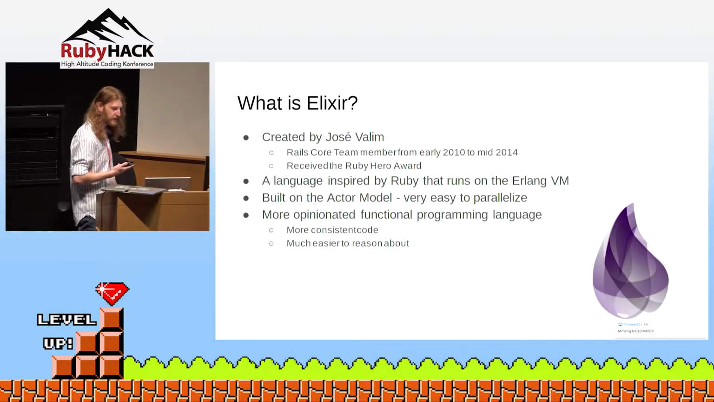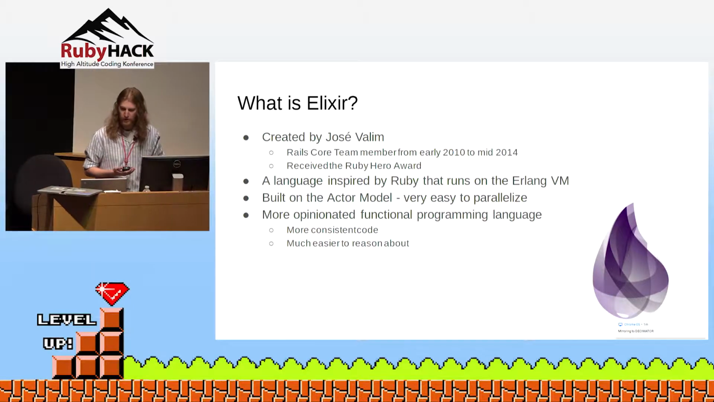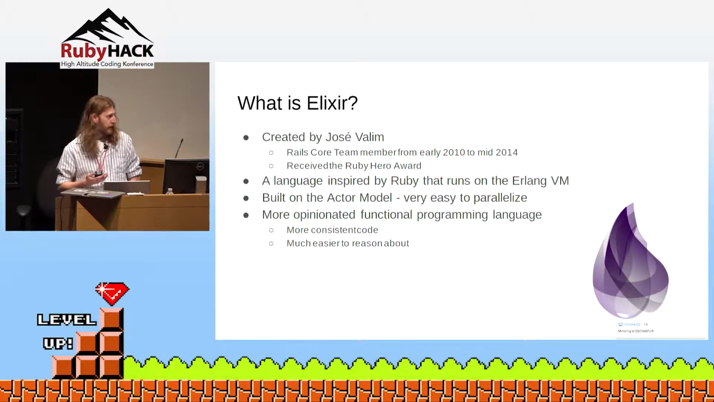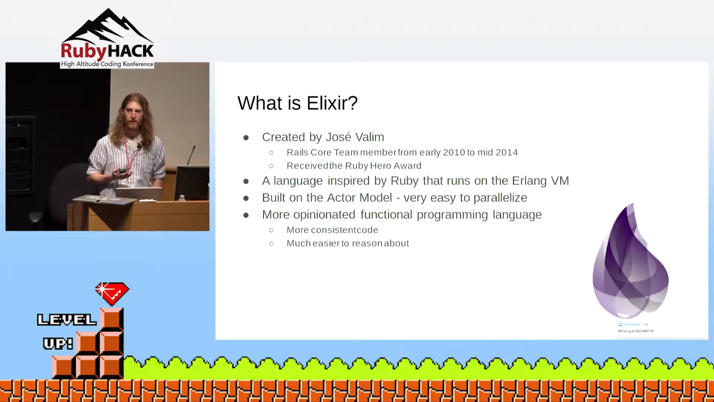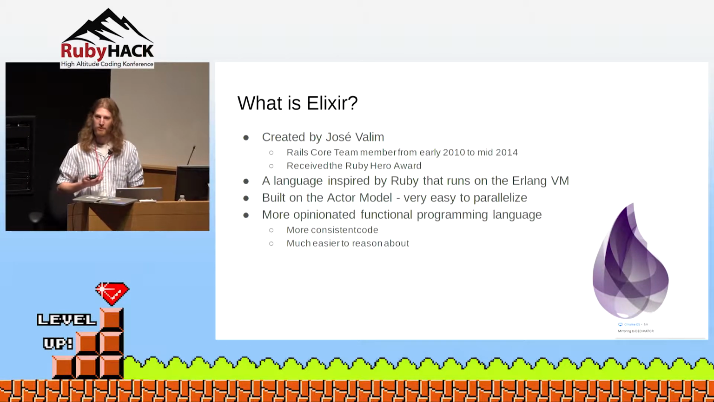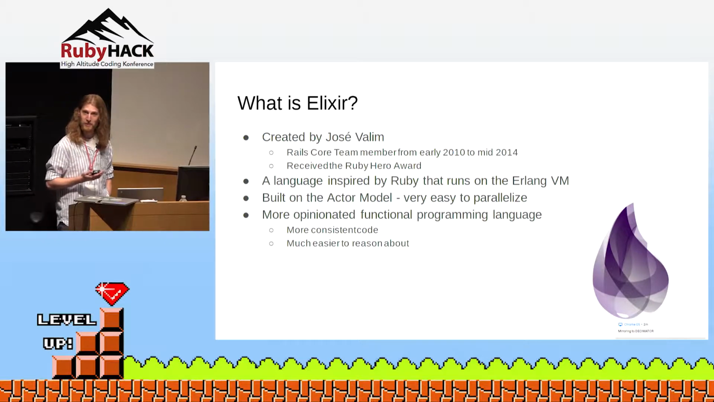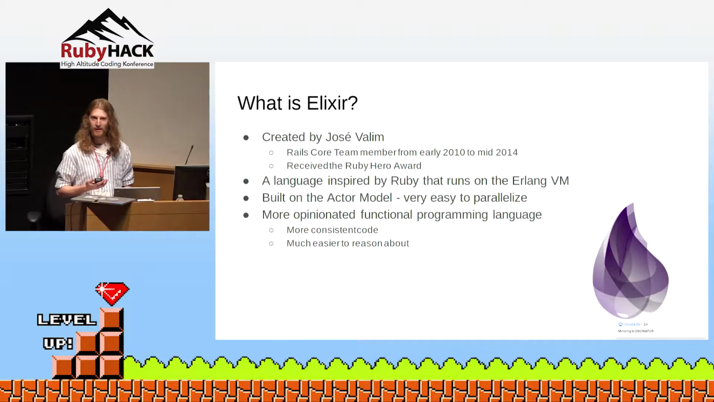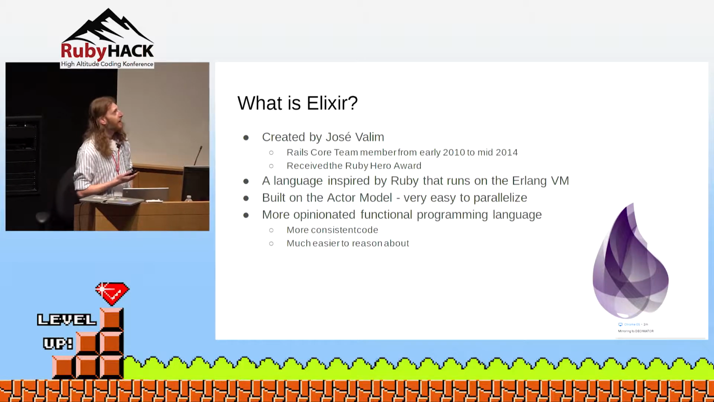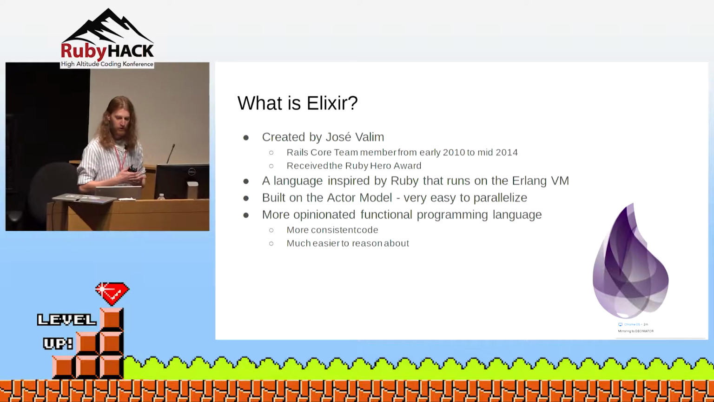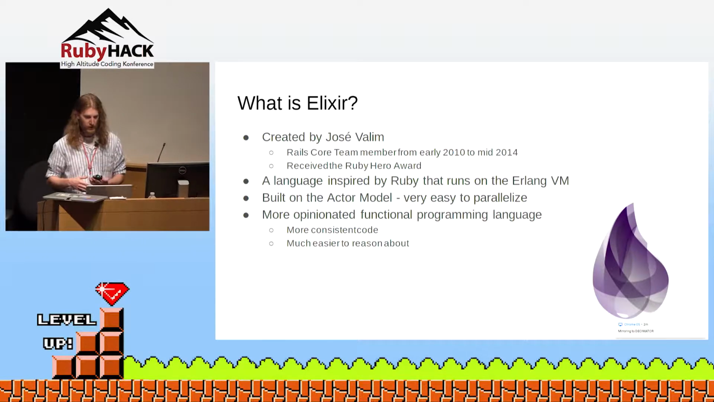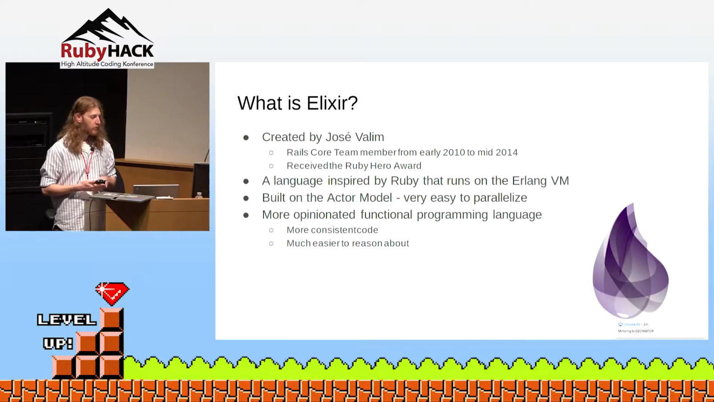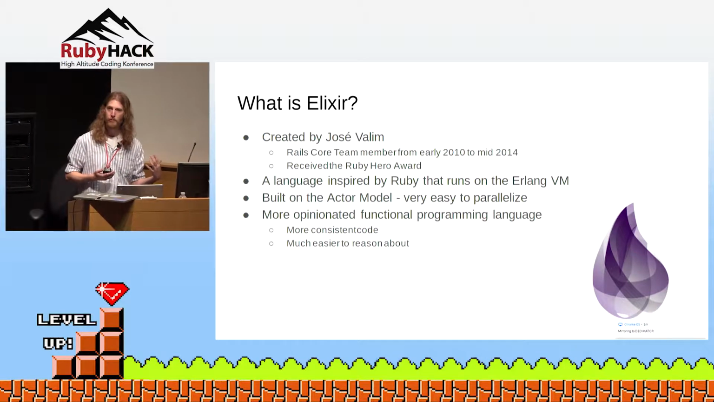So what is Elixir? Elixir was created by Jose Valim, and for any Spanish speakers who think that I just Englished the name Jose, he's Brazilian, so it's pronounced with a J. Unless there's Brazilians who can correct me and tell me I'm wrong. It's always a risk. Anyway, he was a Rails core team member from early 2010 to mid-2014, and he received the Ruby Hero Award. The reason I mention that is that Elixir was very much influenced by Ruby, and you can definitely see that when you start looking at the language itself.